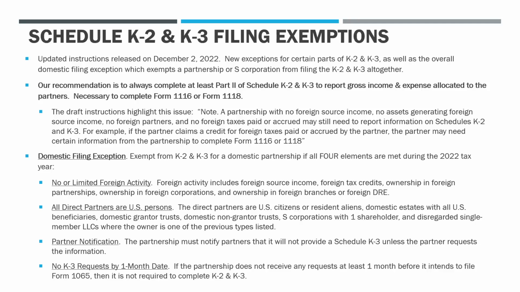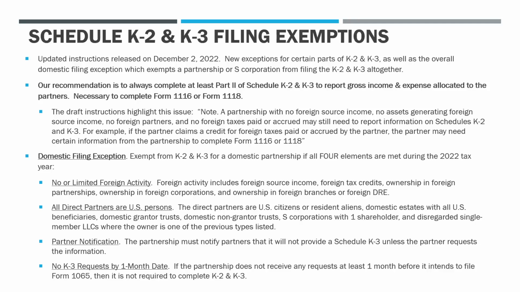Okay, so now what is the filing exemption? If you qualify, again, you don't have to do any of the K2 or K3 information. Just keep doing the 1065 or the 1120S and then the K1s. So the domestic filing exception, if you meet all four of these elements, then you don't have to do K2 with a 1065, nor do you have to provide K3s to the shareholders or the partners.